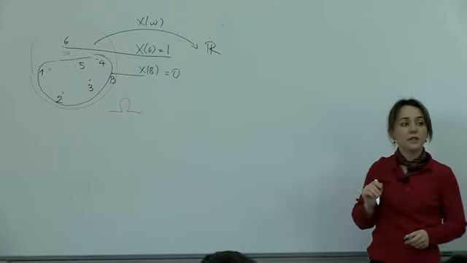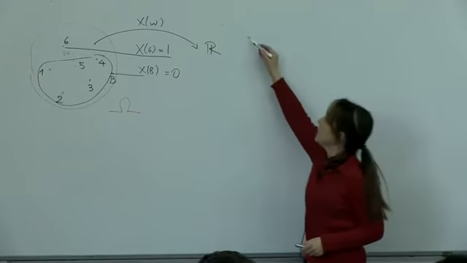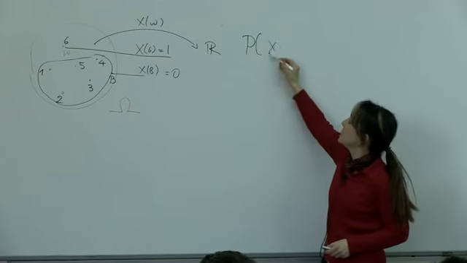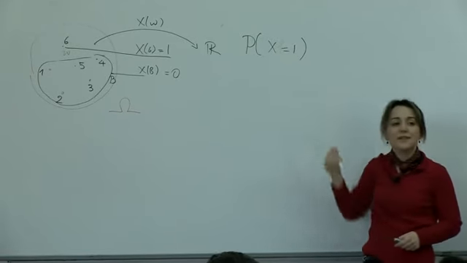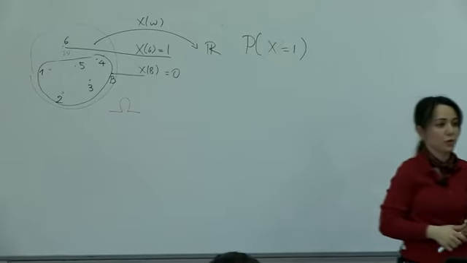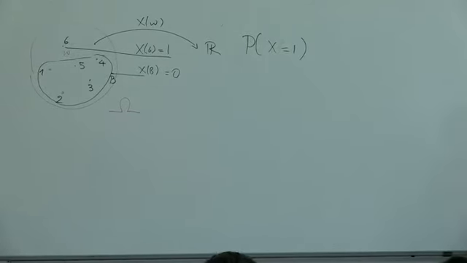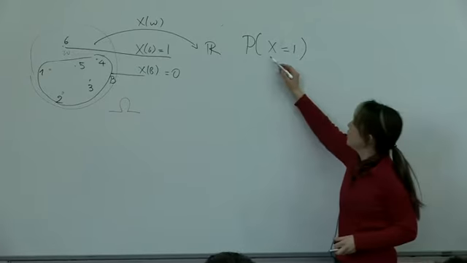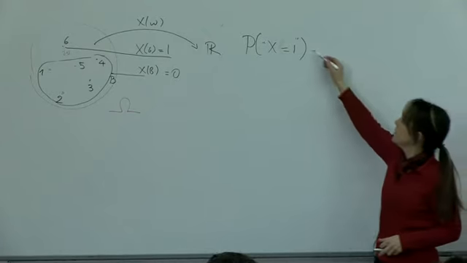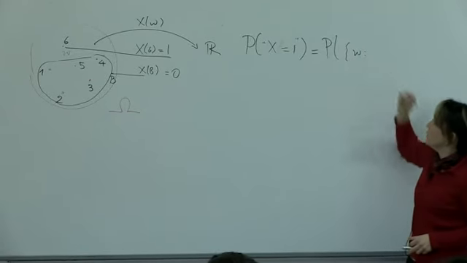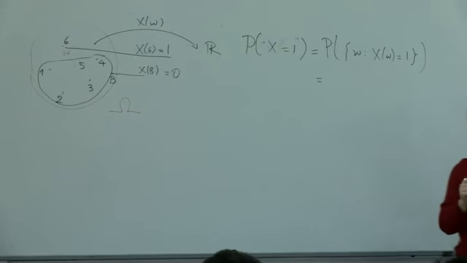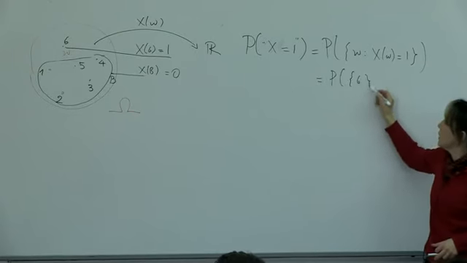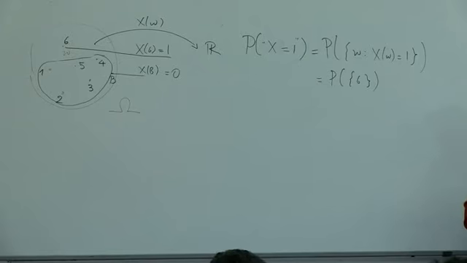So given that we have defined this random variable, we can compute the probability that X is equal to 1. What does this mean? We know probability is defined in terms of sets. So is X equals 1 a set? Yes. It's a set of outcomes ω such that X of ω is 1. And in this example, that set includes only the outcome 6. So this is the probability of the outcome being 6, which is, by the uniformity of the probability law, 1 over 6.